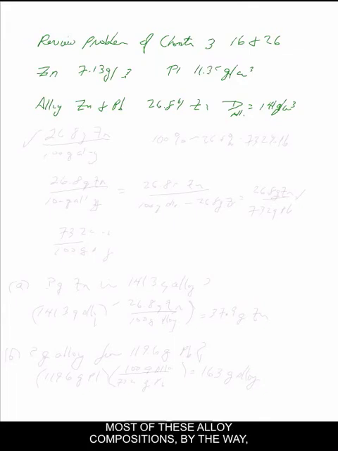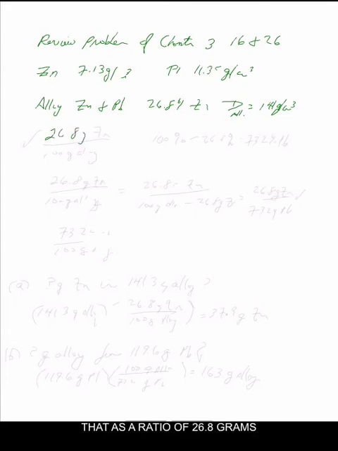Most of these alloy compositions, by the way, are given as percent by mass. So in order to solve some of these problems, you might want to start by writing what you really mean by percentage. This is going to be a common theme in this class and also in subsequent chemistry classes. You want to start with an appropriate definition. So if somebody says an alloy is 26.8% by mass zinc, you might want to write that as a ratio of 26.8 grams of zinc for every 100 grams of alloy, and write it out explicitly.